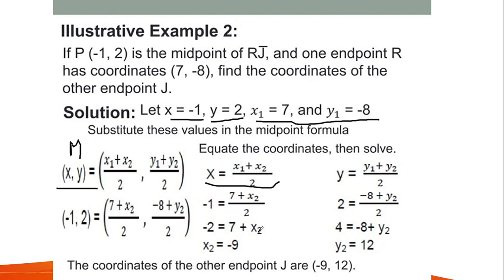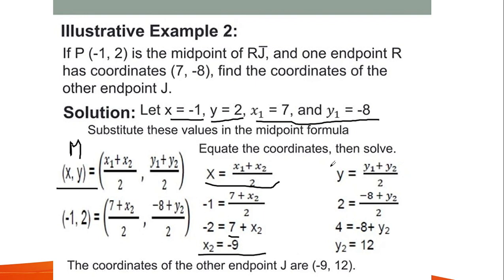For that purpose, what should remain on the right-hand side is x sub 2. So we transfer the 7 to the other side, and it becomes negative 7. So we have negative 2 minus 7, the answer is negative 9. So our x sub 2 is negative 9.